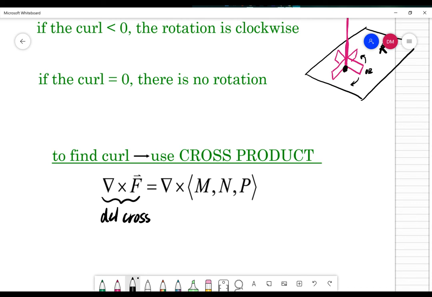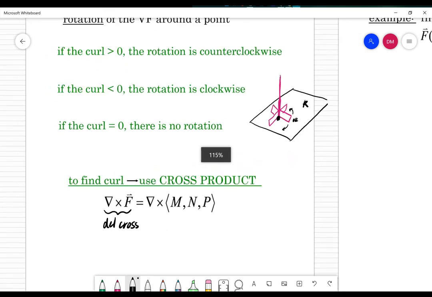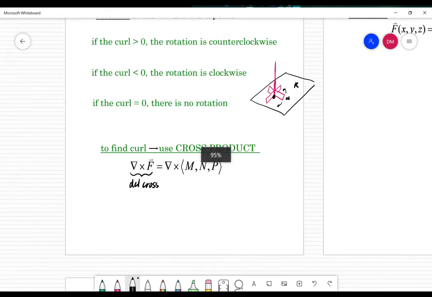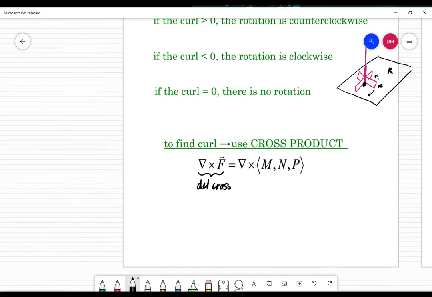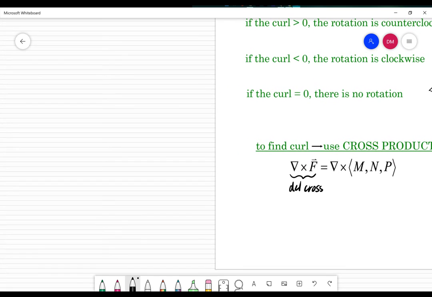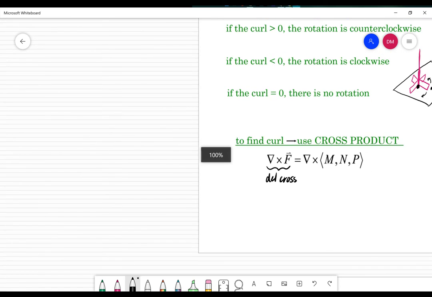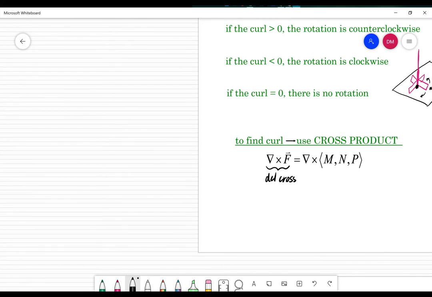We are going to do it right now so that we can arrive at this kind of formulaic way of doing del cross. And then we'll apply it to the example that you see over there. So I'm going to go off to the side here where I have a little more room to do my cross product. And I'm going to go ahead and set up, I want to do the gradient with M, N, P.